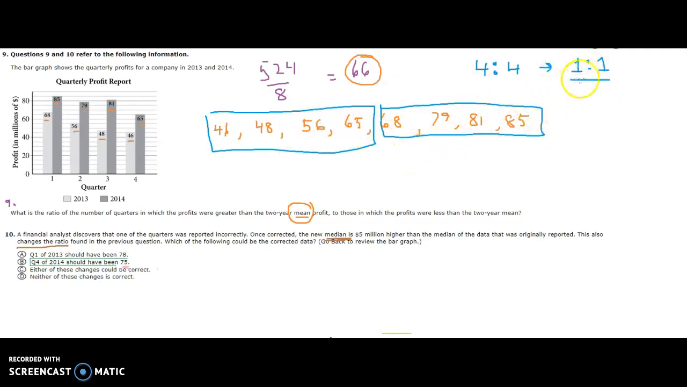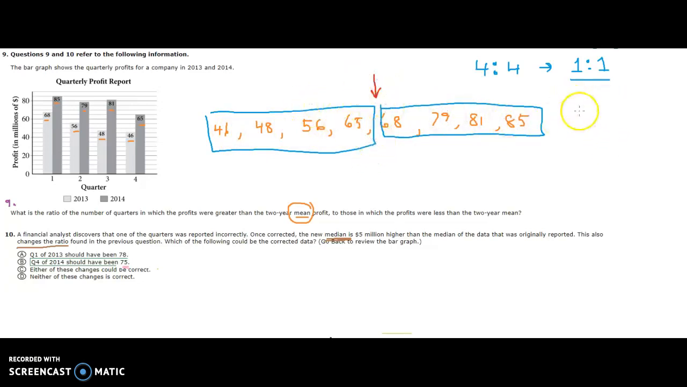We're going to need that for this next question. Let's look at this one. It says, what if the new median is 5 million higher than the median of the data originally reported, and how would that change things? First, let's figure out the median of the original data. The median is the middle number in our data set. In this case, we have 8 numbers, so the middle is somewhere right here.